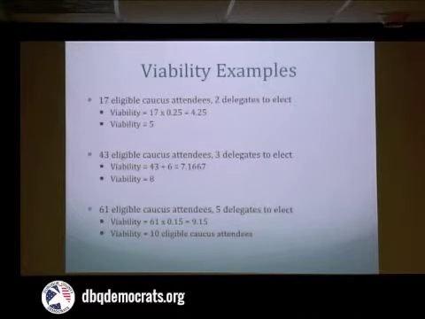In a precinct where there are 43 eligible attendees with 3 delegates to elect, viability is equal to 43 divided by 6. Since there were 3 delegates to elect, our viability is that 1/6 threshold, giving us 7.1667. That number rounds up. Viability is equal to 8 in that precinct. A precinct that has 61 eligible attendees, 5 delegates to elect, viability is equal to 61 times 0.15, which gives you 9.15, meaning that viability is equal to 10 eligible caucus attendees.